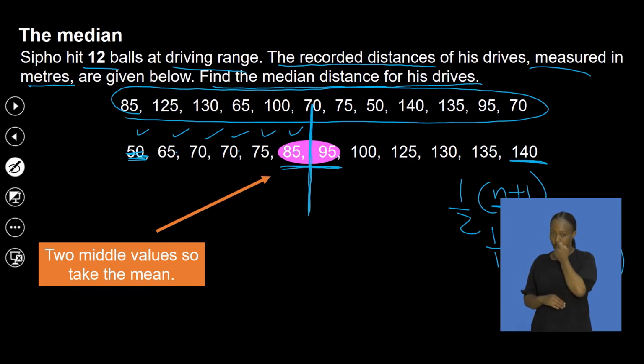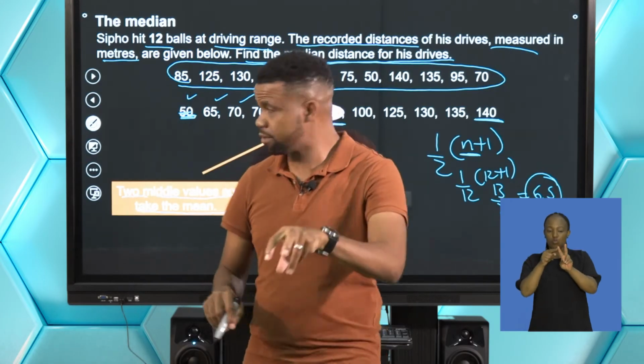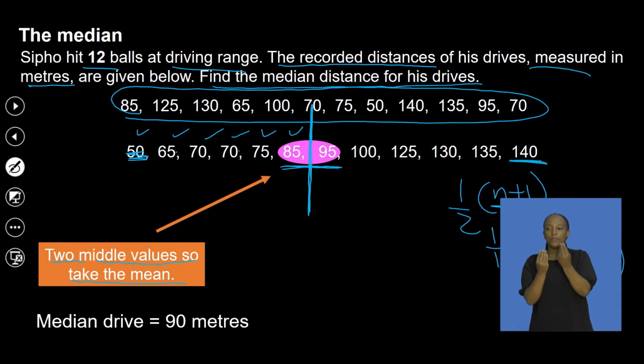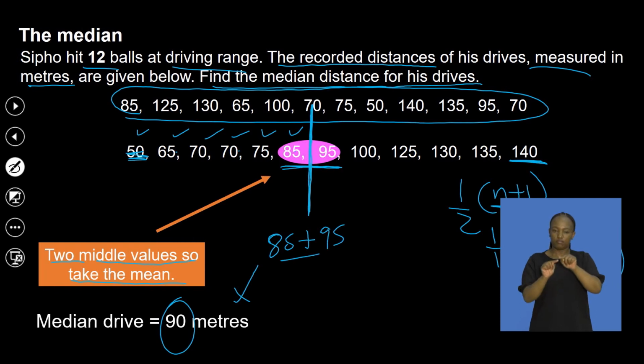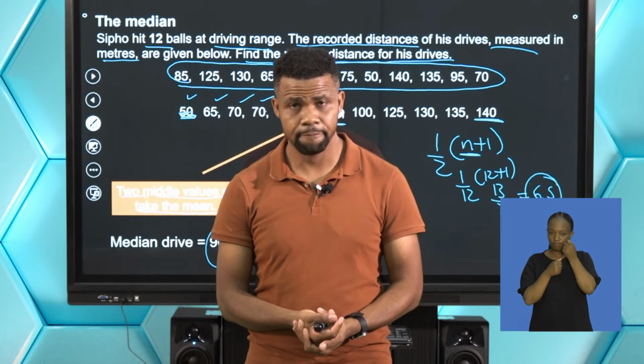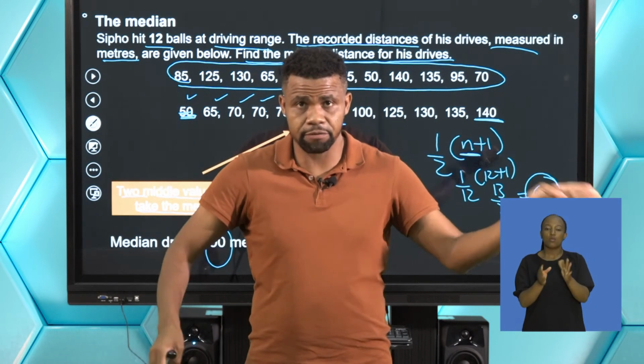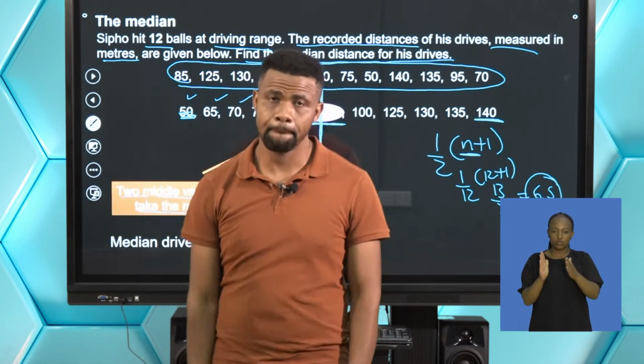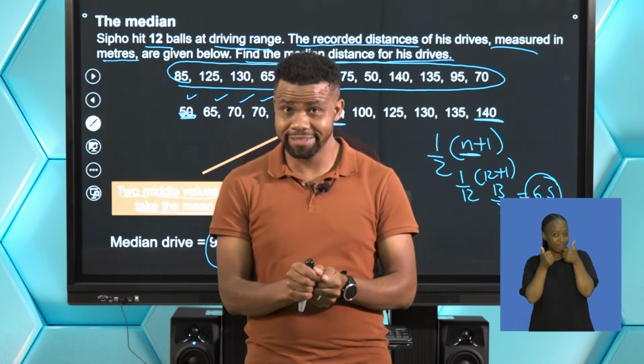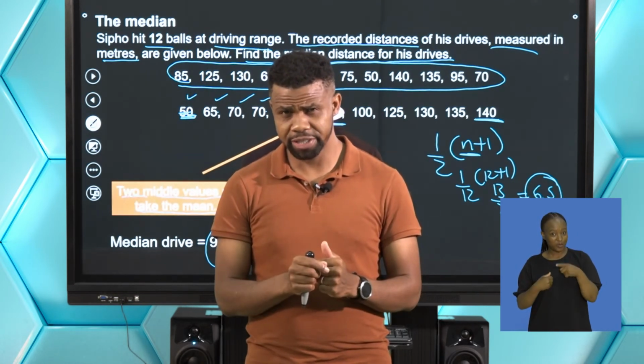Are we together? For the two middle values, we take the mean. So we're going to take the mean of the two values to find the median. If we do that, we get 90. How did we do this? It's 85 plus 95 divided by 2, which gives us the median. Are we all together, guys? Okay. Which is the middle value if you arrange our data from the smallest to the highest value. Fantastic. Hope this makes sense. Okay. And you're enjoying this.